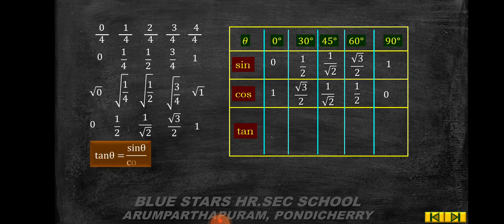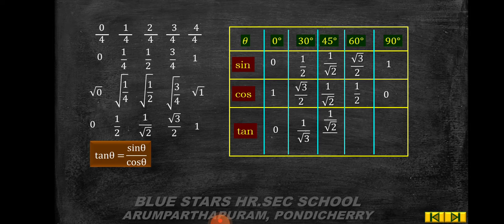That is, tan theta is equal to sin theta by cos theta. So now moving to the third row, we are dividing the ratios of sin and cos. So 0 divided by 1 you get 0. 1 by 2 divided by root 3 by 2, the 2 gets cancelled, and you get the value as 1 by root 3.